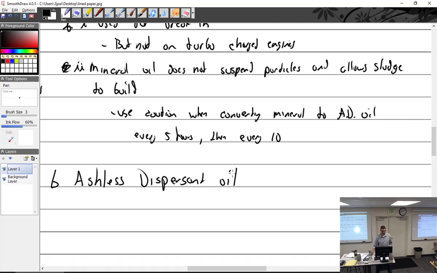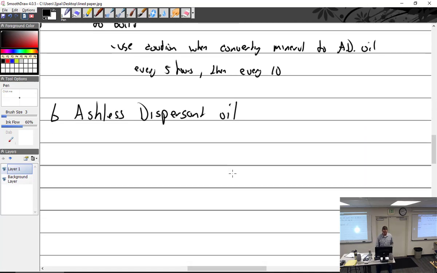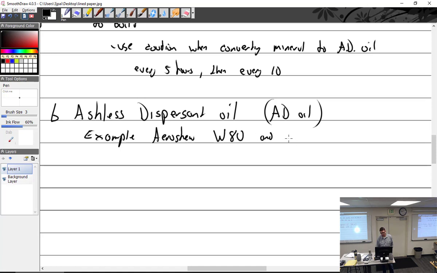Ashless dispersant oil, also called AD oil. Never a good thing when you have AD in something. Our example, we have Aeroshell W80 and W100. The W tells you it's ashless dispersant.